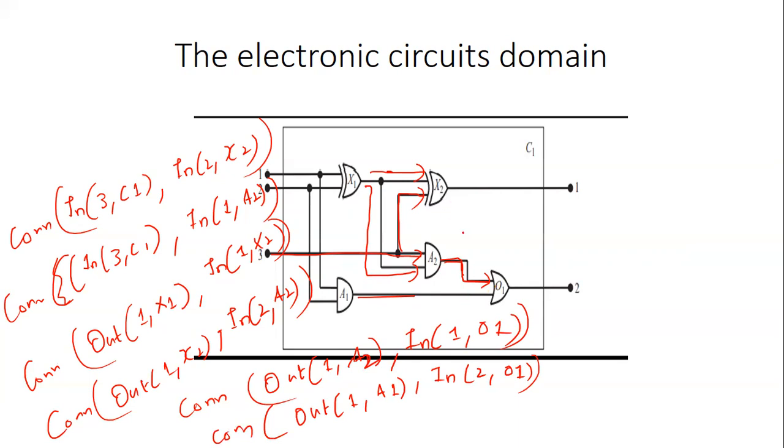Then the first output of X2 is the output of C1. First output of X2 is nothing but the output of the whole circuit. And the first output of O1 is nothing but the second output of C1. So how can we say that? First output of X2 is connected with the first output of C1. So for the whole circuit, this is the first output also, right?